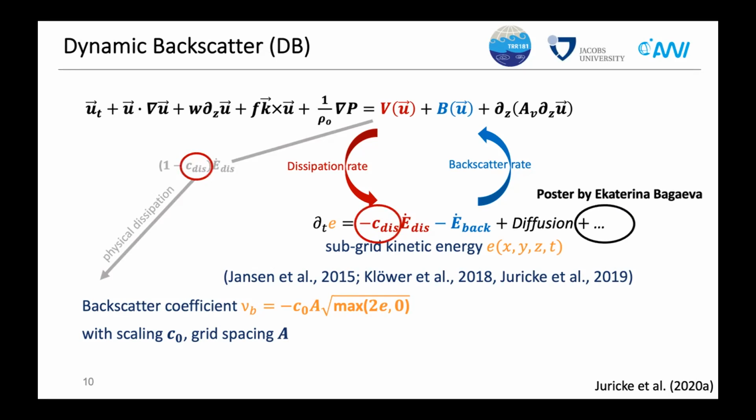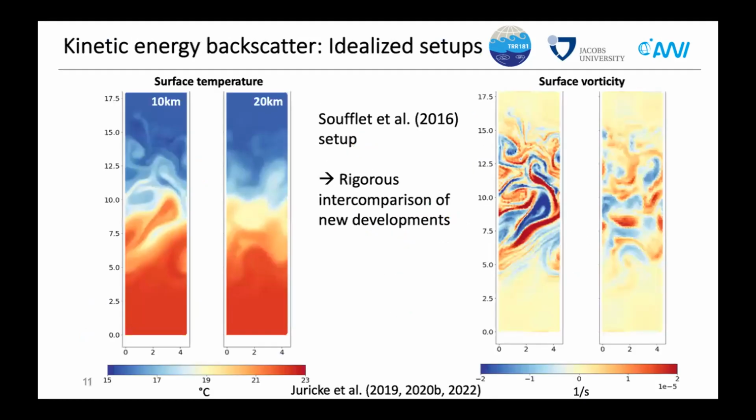And also, Ekaterina will show on her poster that we can add further terms. So here it's really just how much energy is leaving the system, how much energy is being re-injected, plus some diffusion, but there could also be advection, some stochastic parts, and that is what Katja will show in her poster. So what we do now is we use this in a model setup, first in an idealized setup.